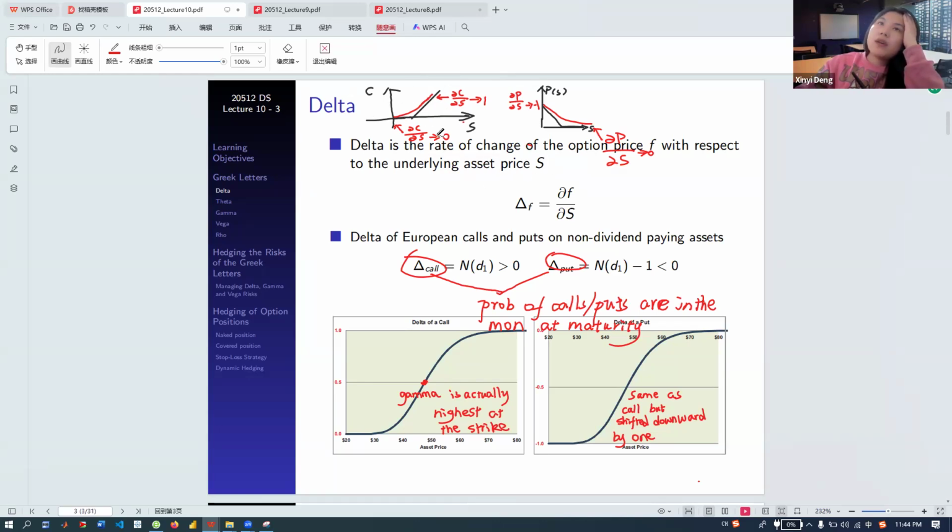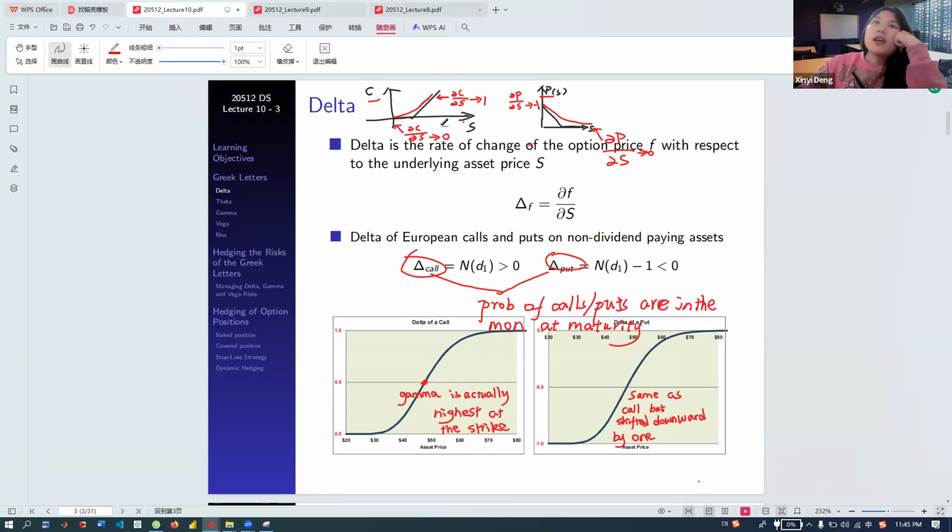Then we know that delta is nothing more than the first order derivative of option prices with respect to S. Therefore, it's effectively just the slopes of the red curve, the slopes of the total values of calls and puts. Therefore, from this figure, we can get a feeling about the values of delta.